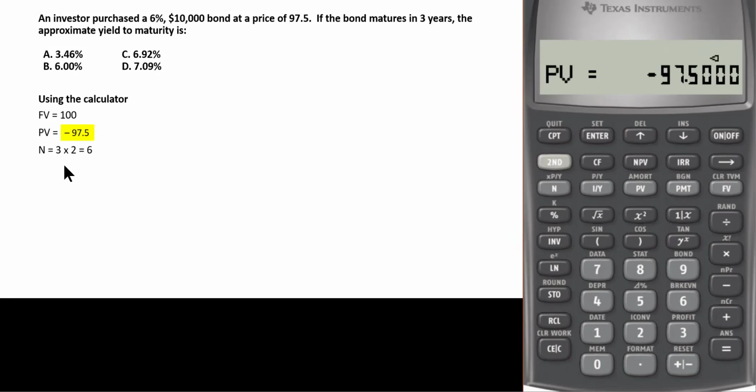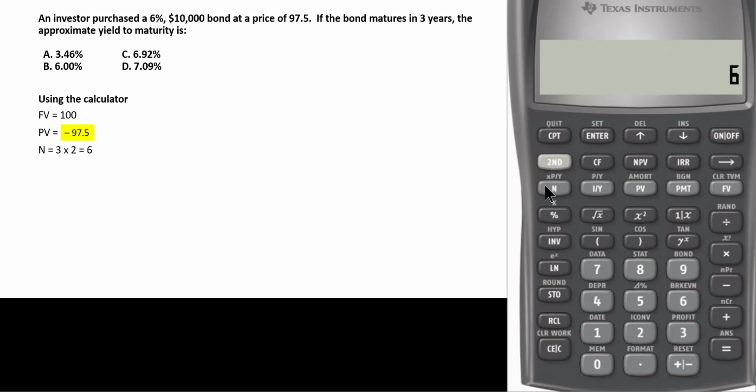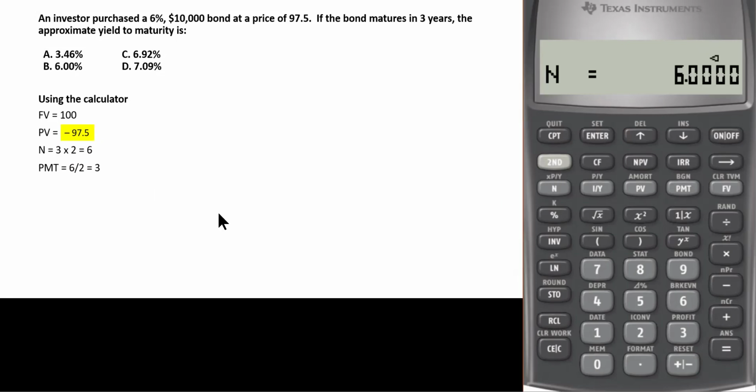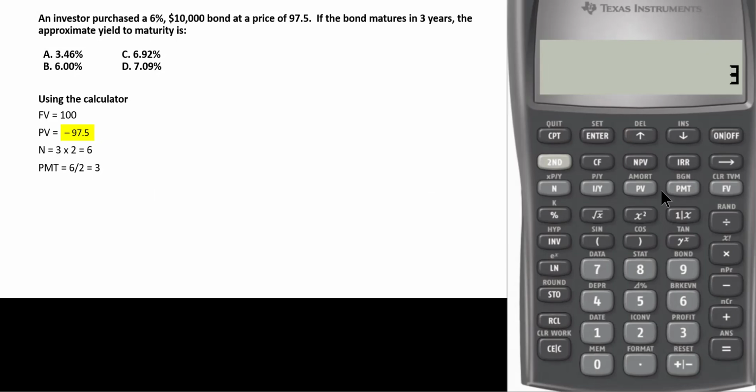All right, let's go to the next. We'll enter the number of periods. You got to assume semi-annual unless you're told differently. 3 years to maturity, semi-annual, six payment periods. So N is six. Then the payment, that's the coupon. That's $6, but it's semi-annual. Divide by two, we get $3 each period. Enter the payment as three.